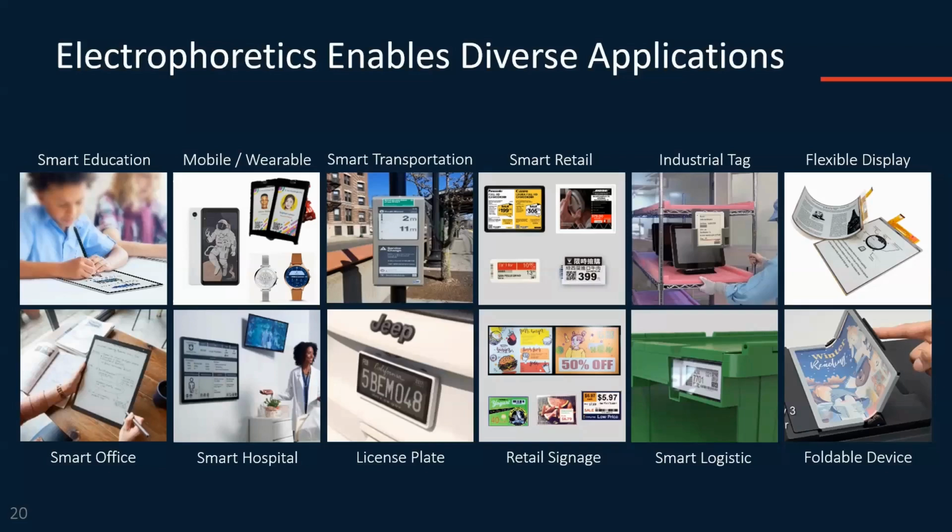Smart retail already discussed, retail signage also discussed, industrial tags. In industrial, we also have quite a bit of volumes. Flexible displays, logistics. We also have a tag now with Alaskan Airlines for luggage, and foldable devices. So in the next slides, I will go over a number of the specific applications.